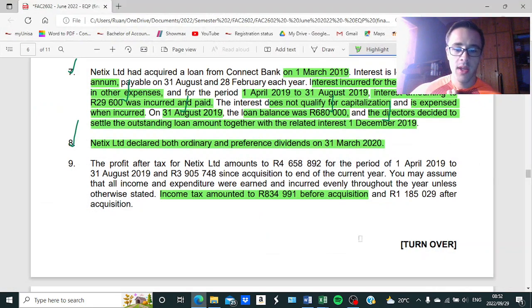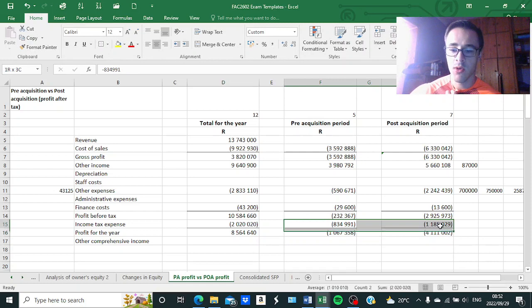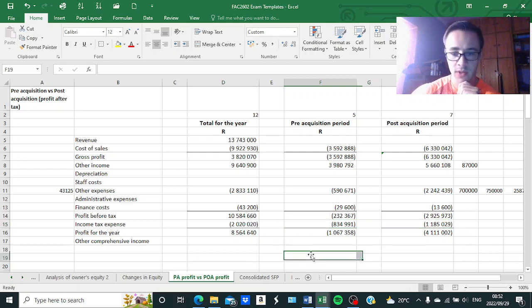And it amounted to 1,185,029 for the post-acquisition period. Just for checking, if you add these two amounts together, it should give you the total income tax expense for the year of 2,020,020.